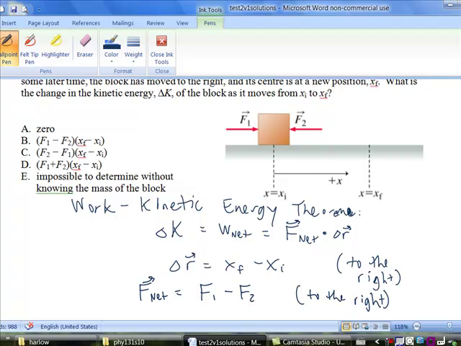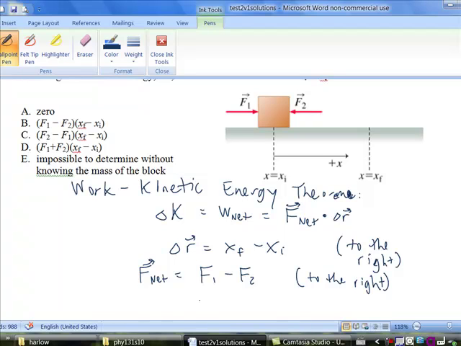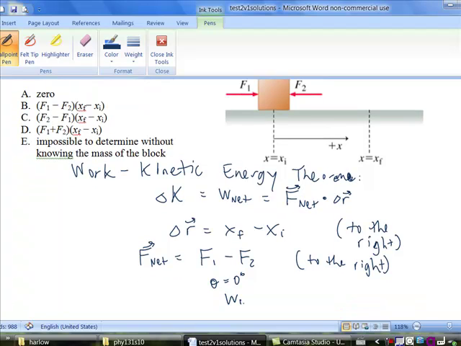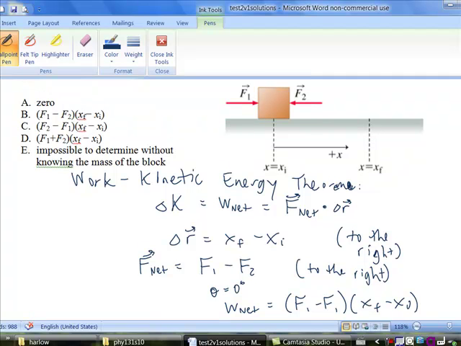So when you dot product those two vectors, they're in the same direction, so theta equals 0 degrees. So the work net just equals F1 minus F2 times x final minus x initial. So looking at those equations, F1 minus F2 times x final minus x initial, so the answer is B.